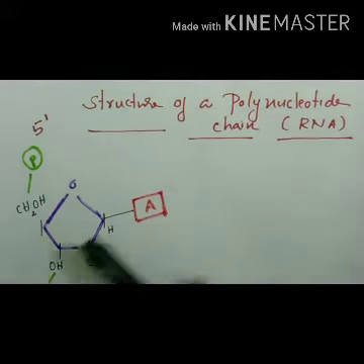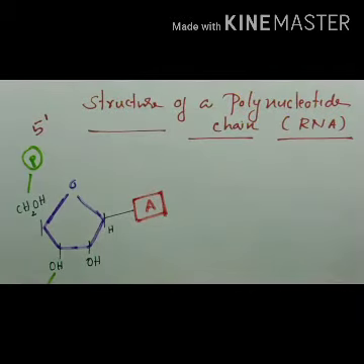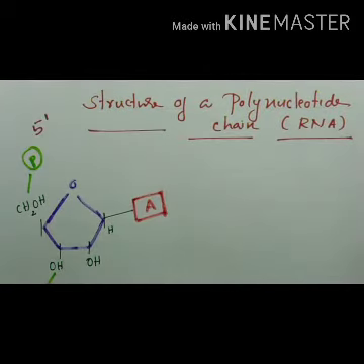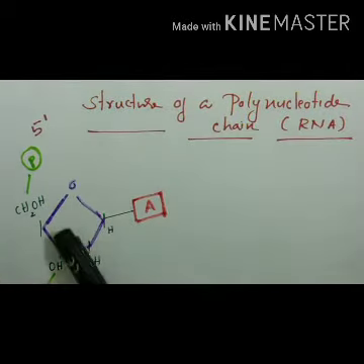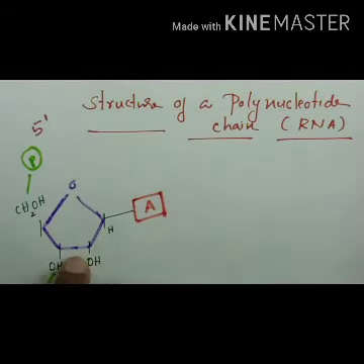Then how does the structure of a polynucleotide chain occur? Here you can see the structure of a polynucleotide chain, and here RNA is drawn. So this is a sugar molecule that we have already studied. This is a ribose sugar, because here we can see OH. So this is ribose sugar.